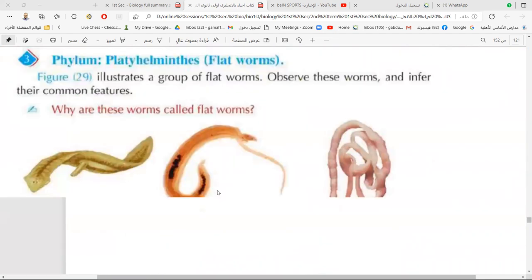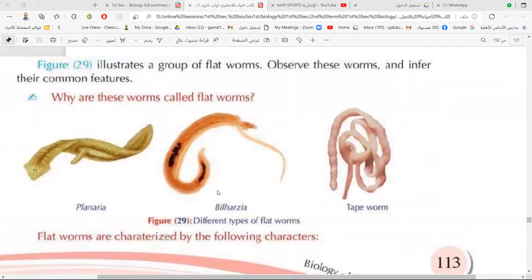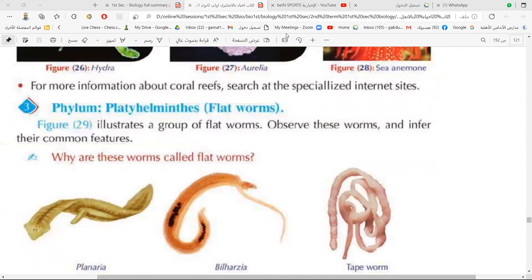Phylum number 3. We come to phylum number 3 in Kingdom Animalia, which is phylum Platyhelminthes, or flatworms.